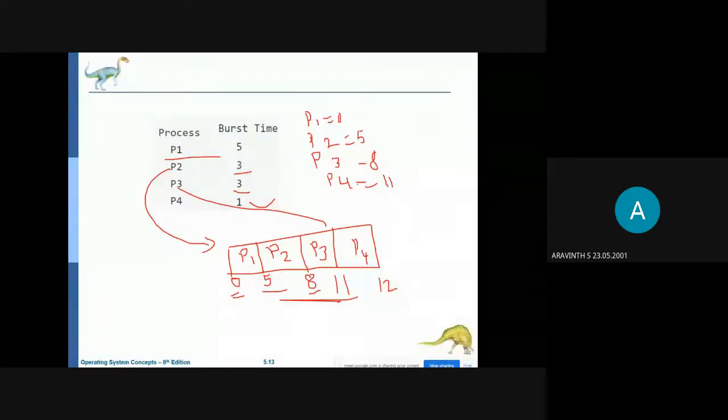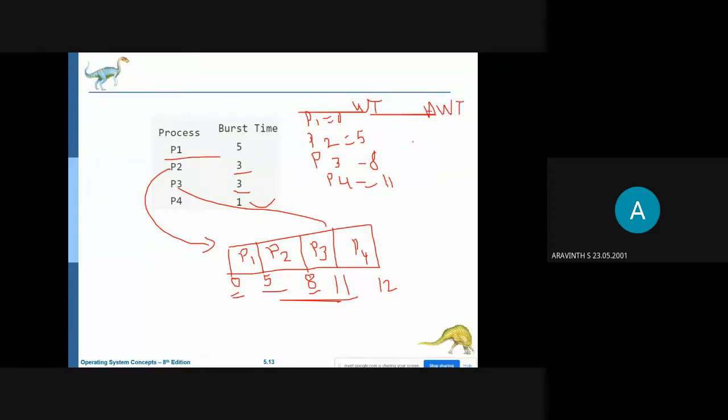So this is the waiting time, WT. Now you need to find the average waiting time, AWT. The average waiting time is 0 plus 5 plus 8 plus 11. How many processes are there? Totally there are 4 processes.